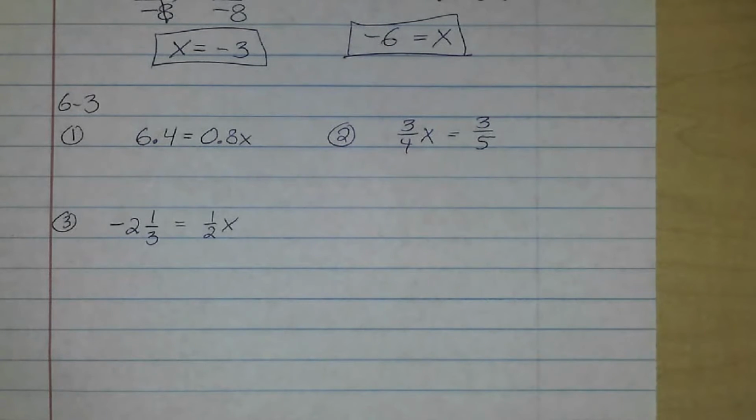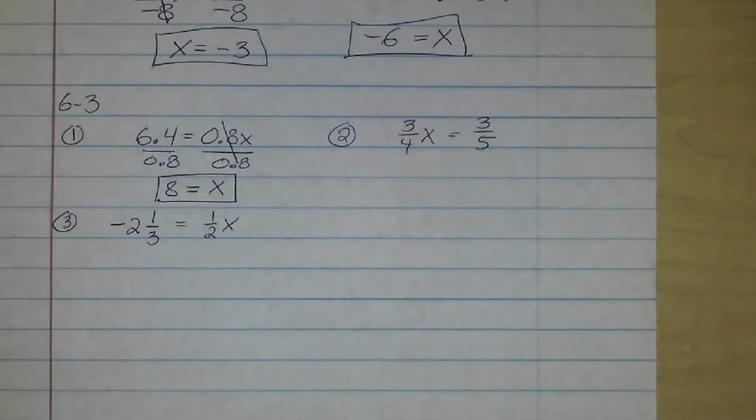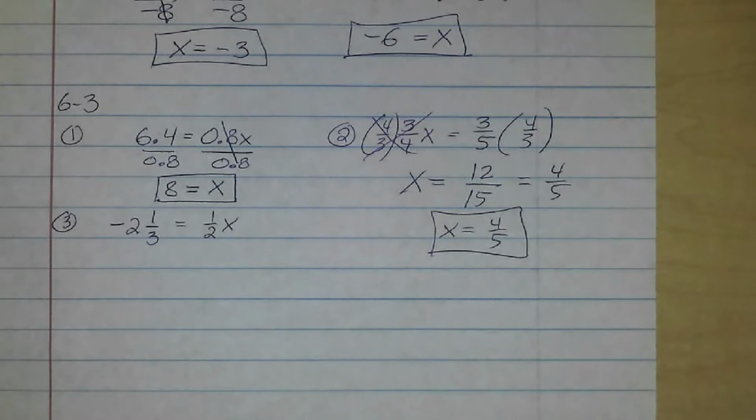Okay, for problem 1, we are going to divide both sides by the coefficient 0.8. 6.4 divided by 0.8 is 8. For question 2, we're going to take out that fraction coefficient by multiplying both sides by the reciprocal. And 12 over 15 reduces to 4/5.